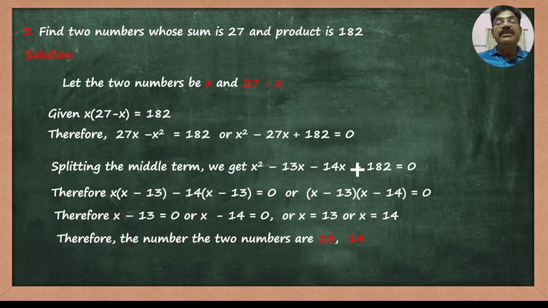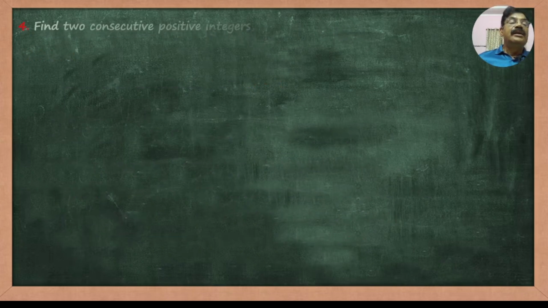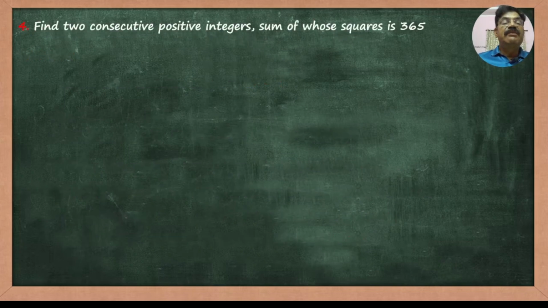Hence, we solve the problem. Now, let us move on to the fourth problem. Find two consecutive positive integers, the sum of whose squares is 365. Consecutive positive integers. 3 and 4 are consecutive positive integers. 19 and 20 are consecutive positive integers. 55 and 56 are consecutive positive integers.